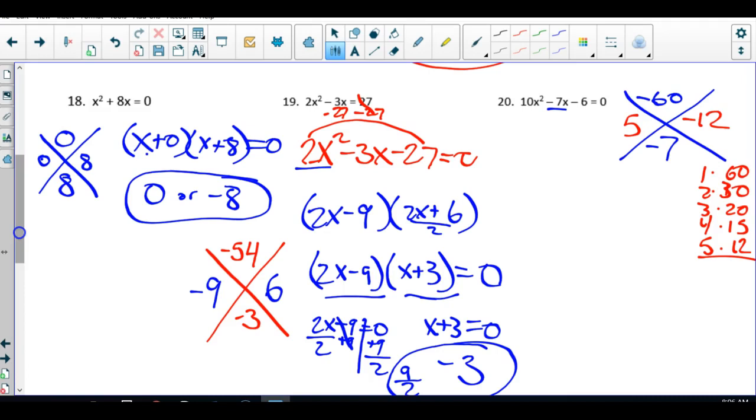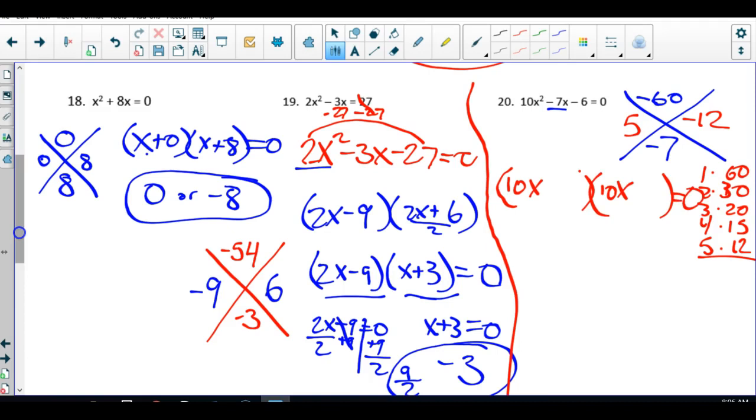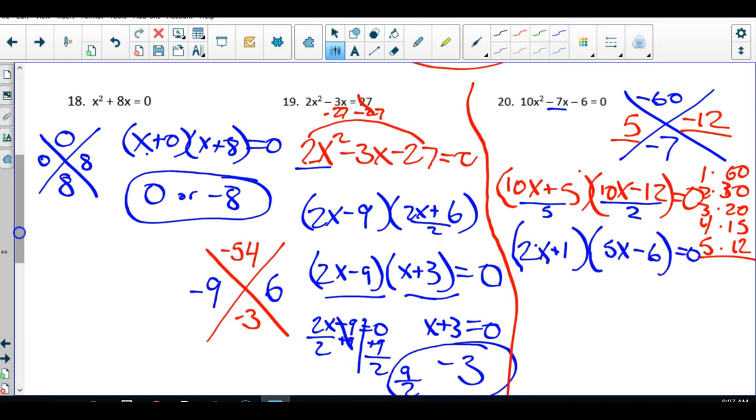So, set up our wrong factors. 10x plus 5 and 10x minus 12 equals 0. We got plus 5 and minus 12. So, make it right now. That one, they have a common factor of 5: 2x plus 1. Here I have a common factor of 2: 5x minus 6 equals 0.